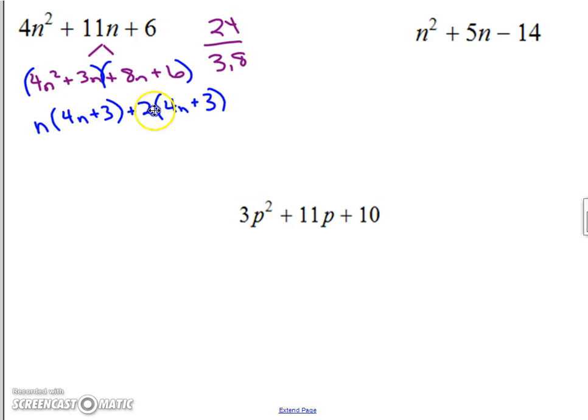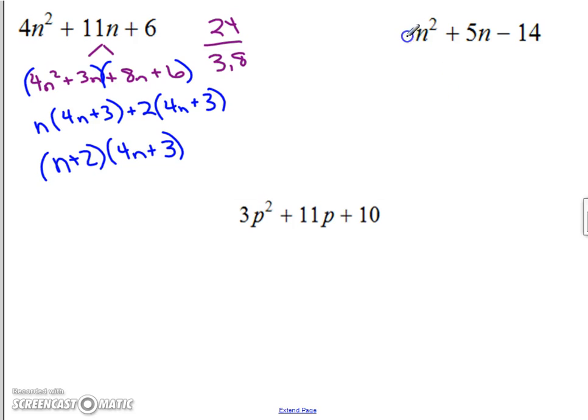Again, both these terms are the same. My answer is n plus 2 and 4n plus 3. Again, I would pause the video again, do this next problem over here, and then go ahead and hit play when you are finished to make sure that you got the correct answer.